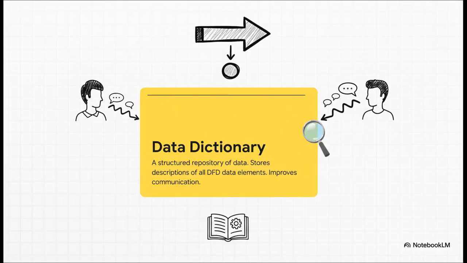Okay, so now we have our map with all its symbols. But let's say you see an arrow labeled Customer Order. What does that actually mean? Is it the customer's name, their ID, the shipping address, all of it? See, that's where the legend, the data dictionary, is absolutely crucial. It defines every single thing on that map, so there's no confusion. Everyone from the tech folks to the business users is on the same page.